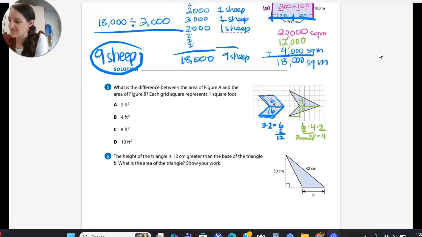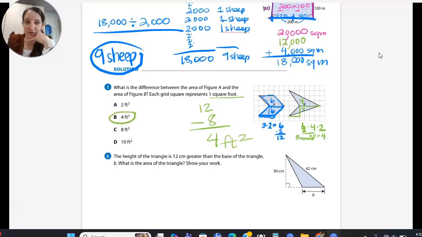Okay, so the question is, what is the difference? Well, 12 square units minus 8 square units is 4 feet. Feet squared, not units. It tells us that we're using feet and not units.